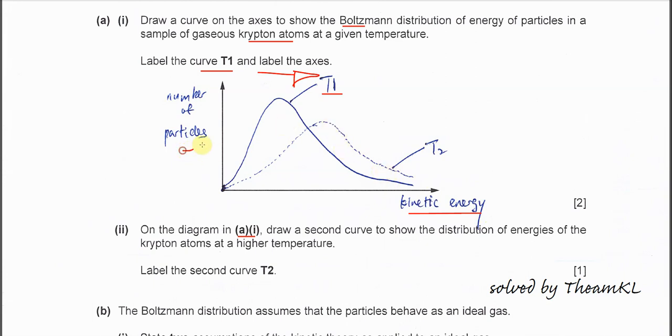Because the number of particles is still the same, the whole curve cannot just move to the right without any change. So it must move to the right, and it must be a bit lower. So move to the right and a bit lower. So you need to show this part, the part that has more kinetic energy. And you have to label this line as T2.